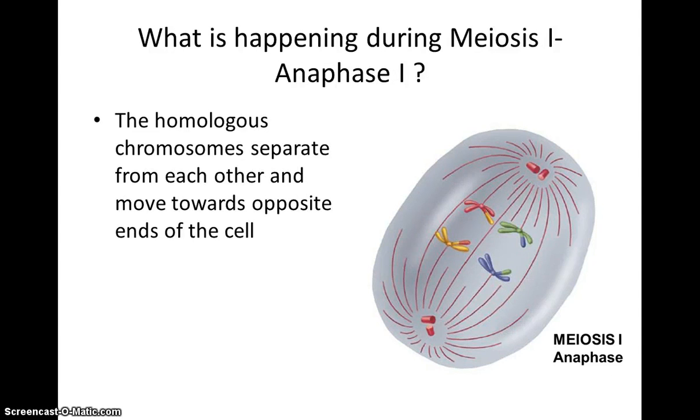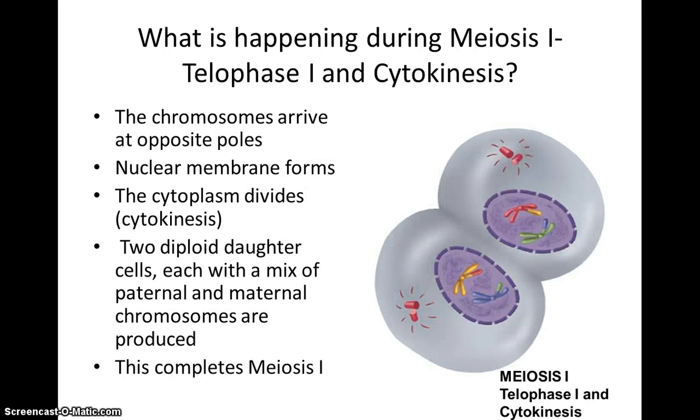Okay, then anaphase 1, you can probably guess, they pull apart. But here, notice it's the homologous chromosomes, so it's 2 full X's being separated from each other. They are going to go to opposite ends. And then telophase 1 and cytokinesis, same thing you would expect. The homologous chromosomes, and again, these look like full X's, will go to opposite ends, get new nuclear membranes, and the cytoplasm divides with cytokinesis.